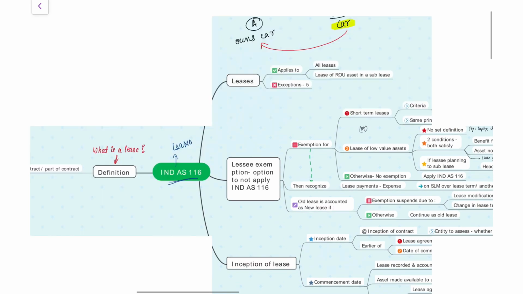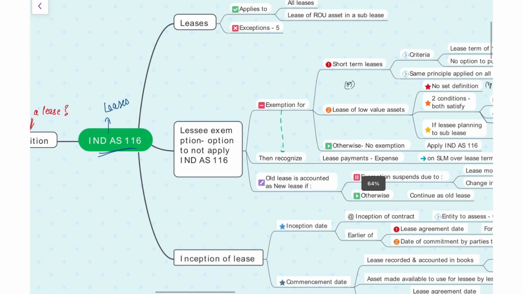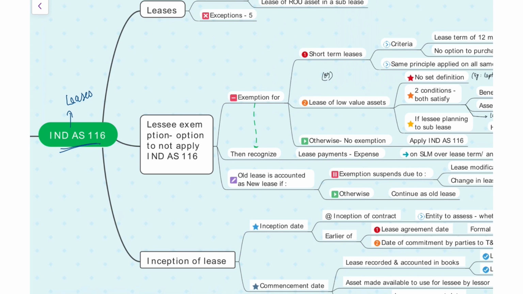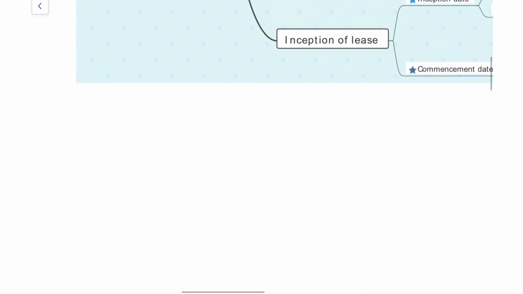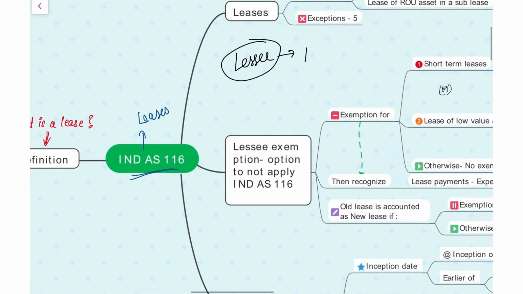Now we are going to understand Ind AS 116 leases in detail. When we are talking about this 116, before we get into what is applicable under 116, let's study when a lessee has an option that he need not apply 116. The lessee is the person who is going to get the asset, correct? This lessee has an option that he need not apply Ind AS 116. Even though he has taken something on a lease, he need not apply Ind AS 116 and account accordingly. So what are those cases is what we are going to understand now.